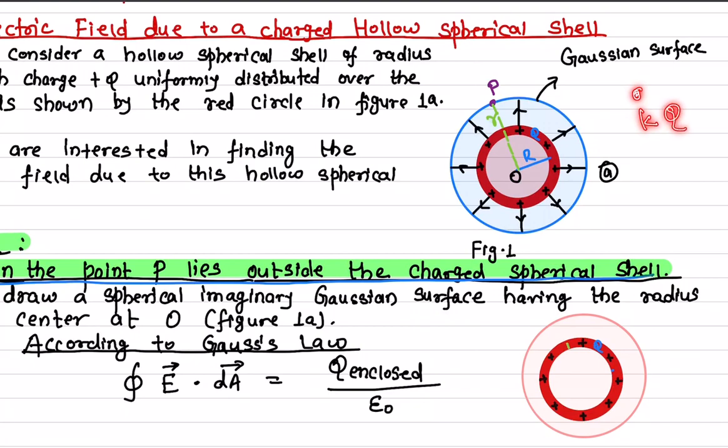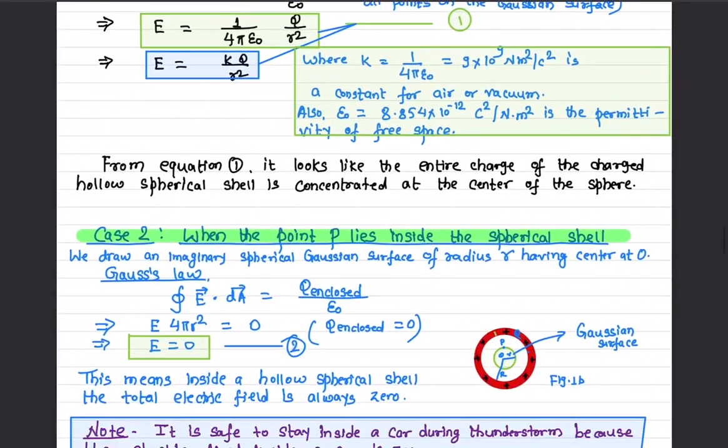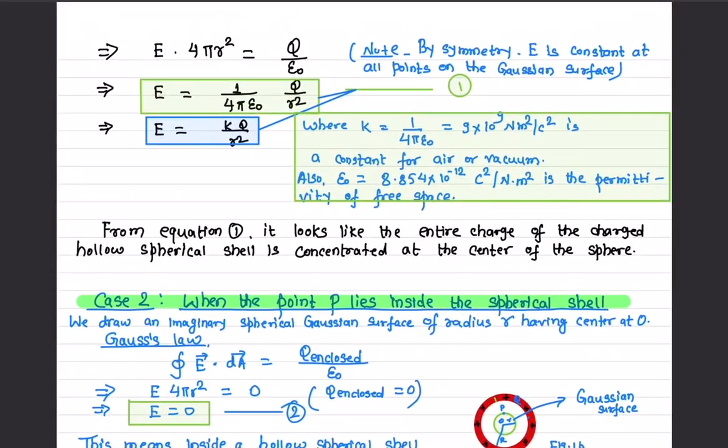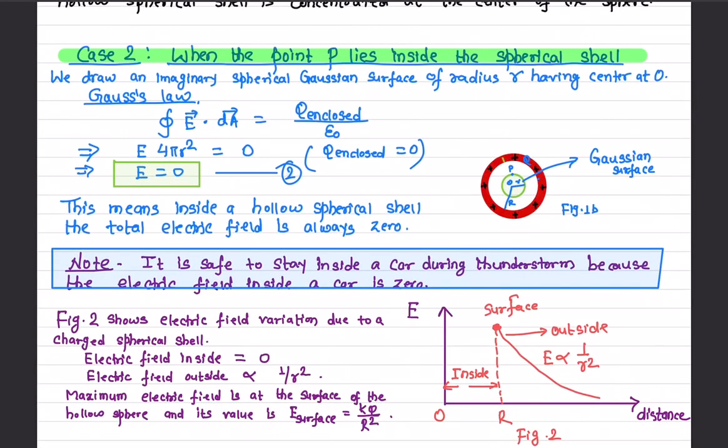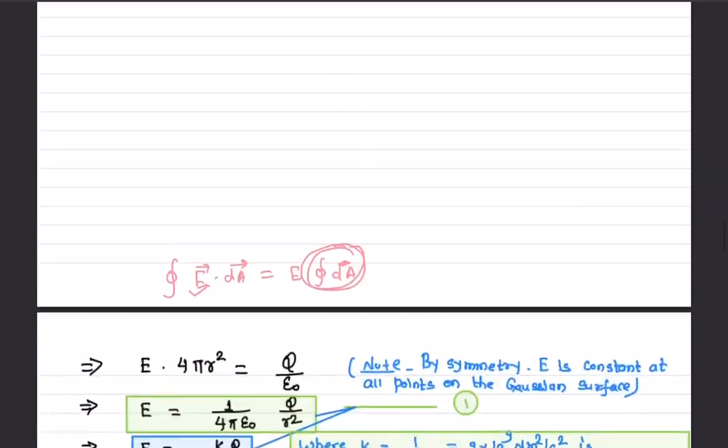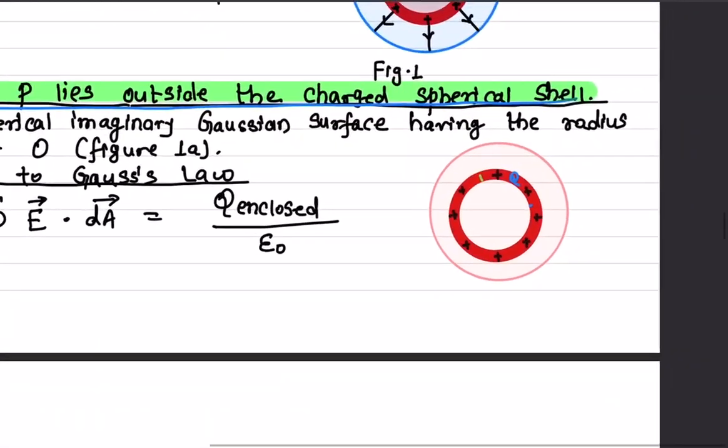So if you have this point, how do you calculate the electric field? K, the total charge, divided by r square, and the r will be this distance. So for any point outside, the entire charge seems to be concentrated at the center of the sphere. Now let's talk about case 2. And case 2 is, what if the point lies inside the hollow sphere?